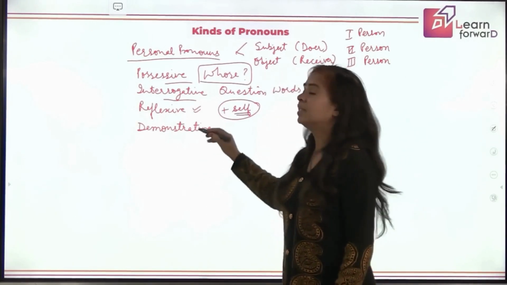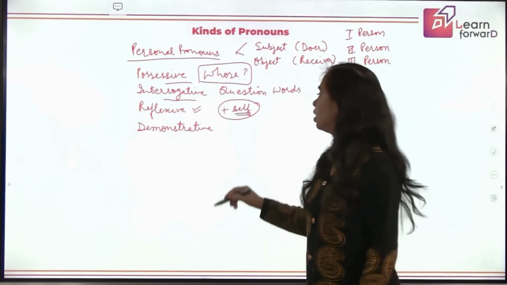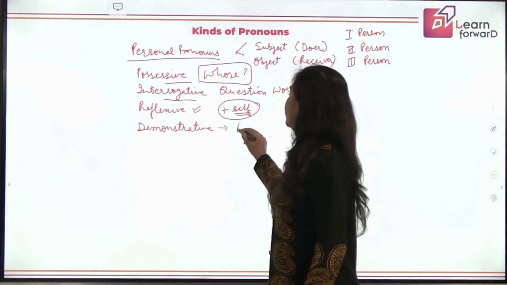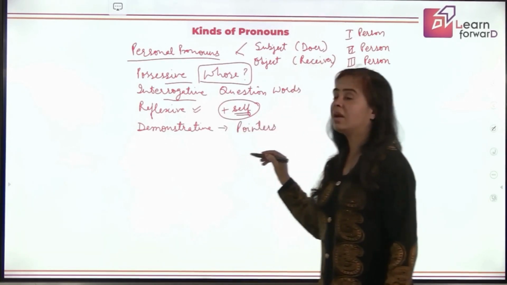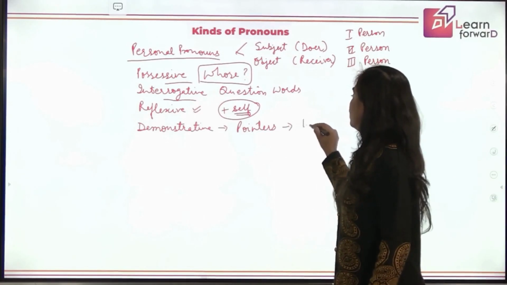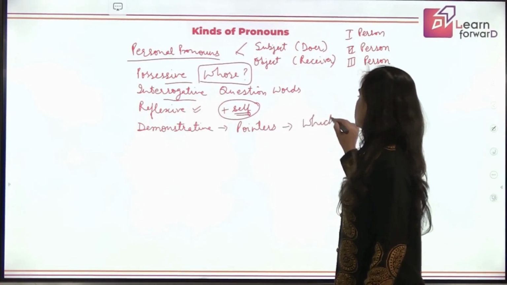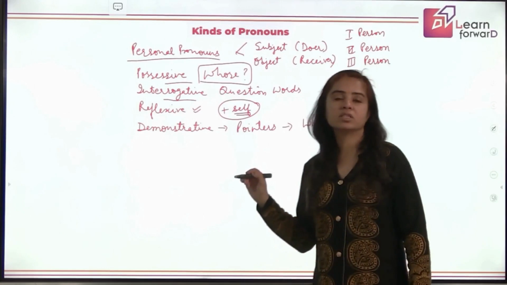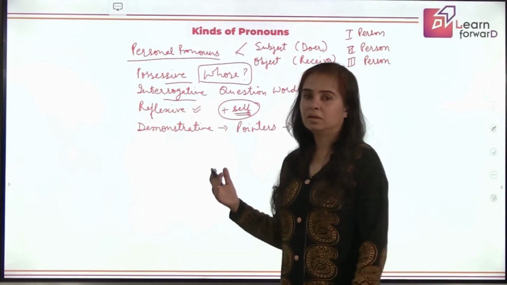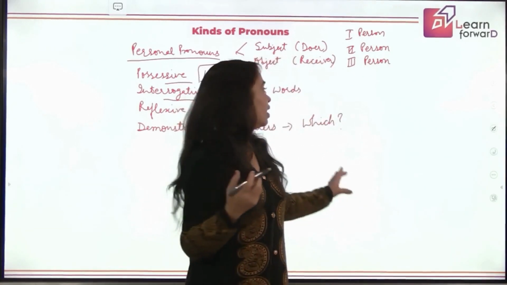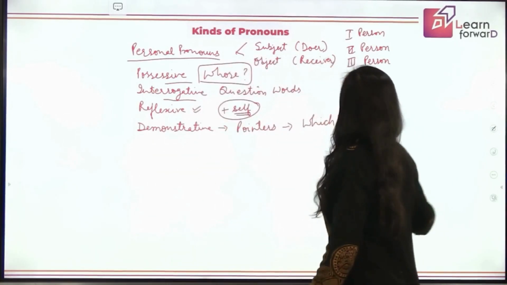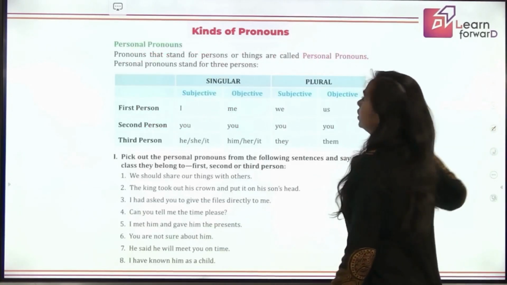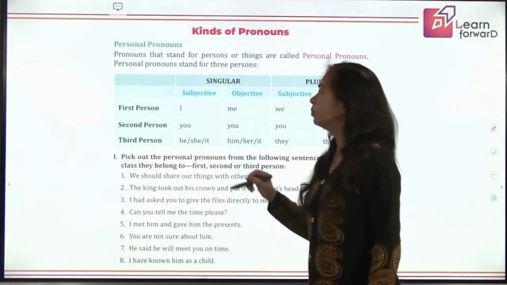Okay. And then we have demonstrative pronouns, which are pointers. And they give an answer to which. If I say which book is yours, you will say this book is mine, that book is mine, right? So it gives an answer to which. So this was in short. Let's learn about the different kinds of pronouns in detail now.